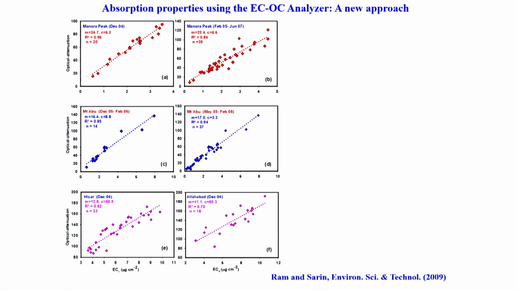And this is where, if you remember my lecture, I said that the thermo-optical ECOC analyzer keeps on measuring attenuation simultaneously, and it is also measuring EC concentration together. So from this you can calculate the mass absorption efficiency as well as the b absorption coefficient. These two parameters you can calculate.